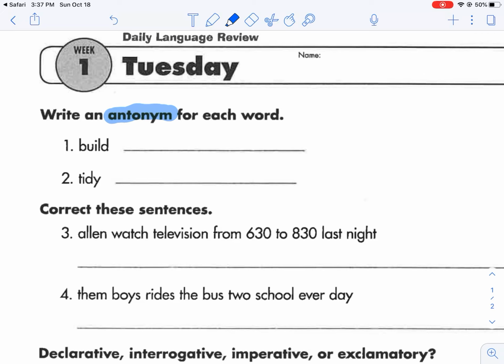Okay, let's see what we got here. We got to write an antonym for each word. Antonym means something that means the same thing. So, build is a verb. Another verb that means to build something is construct, or perhaps rectify. That means you build up something, you rectify a building, for example.